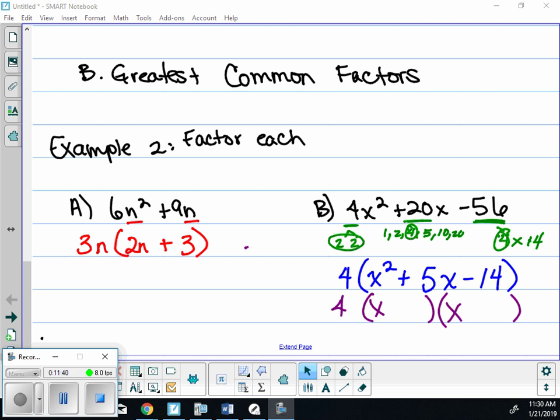Two numbers that multiply to negative 14, so the signs are going to be opposite, and they add to 5. So 1 and 14, 2 and 7. So 2 and 7, and I want to end up with a positive 5, which means my larger number 7 needs to be positive. So negative 2 and positive 7.